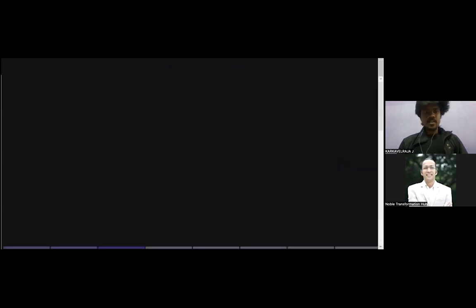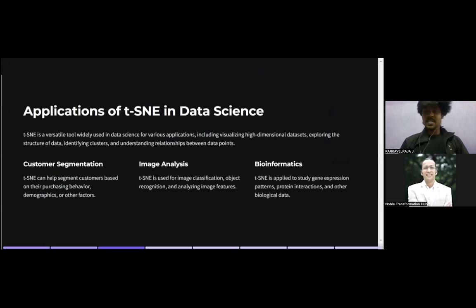What are the applications of tSNE in data science? tSNE is a versatile tool widely used in data science for various applications, including visualizing high dimensional datasets, exploring the structure of the dataset, identifying clusters, and understanding relationships between data points. These are the different things we can do using tSNE in data science. Let's see them one by one.